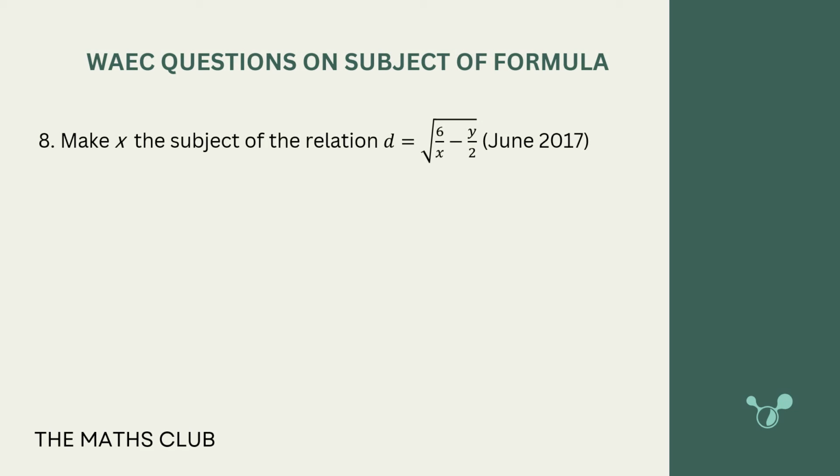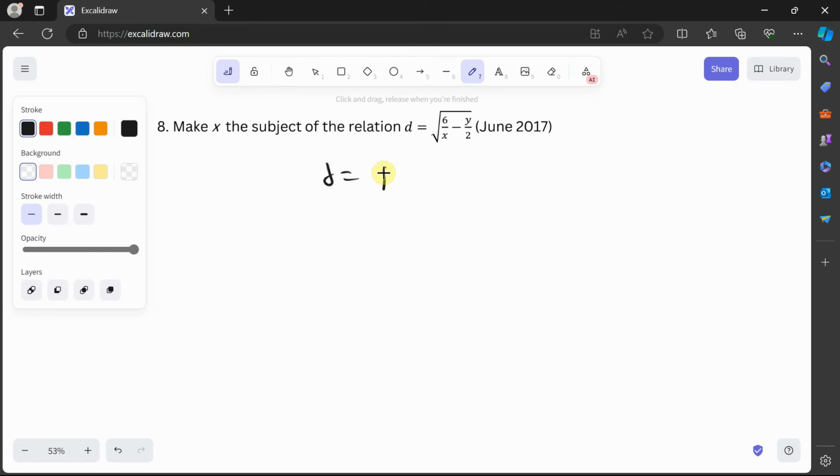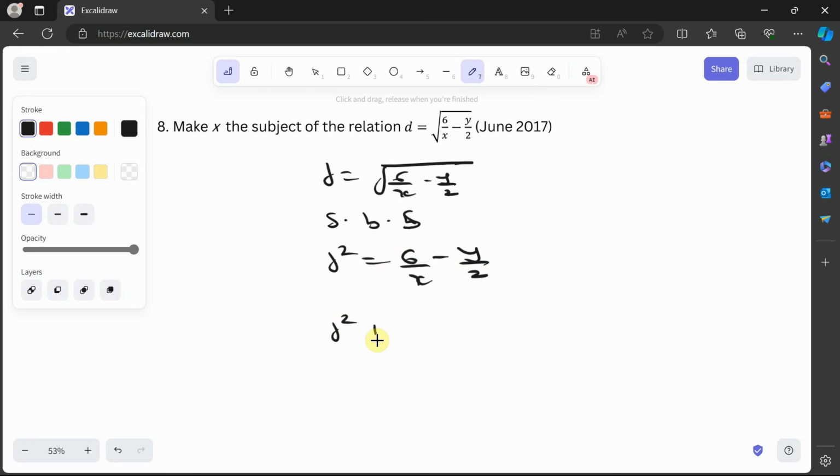Welcome back. Let's solve it together. So our D is equal to the square root of (6 minus x minus y) over 2. I can square both sides. That will be D squared is equal to (6 minus x minus y) all over 2. Then I can take anything that is not x to the other side. That will be D squared plus y over 2 is equal to 6 over x.